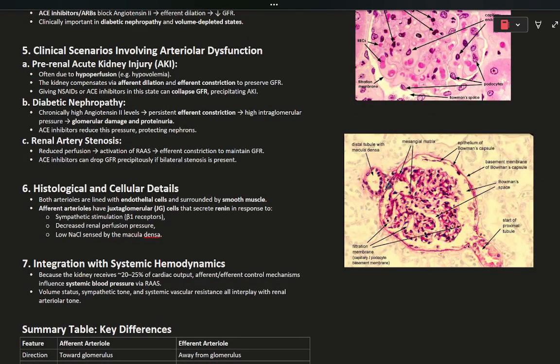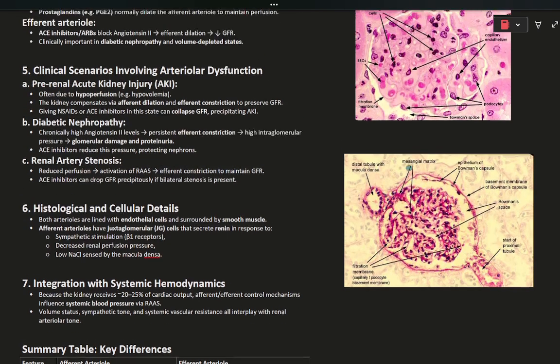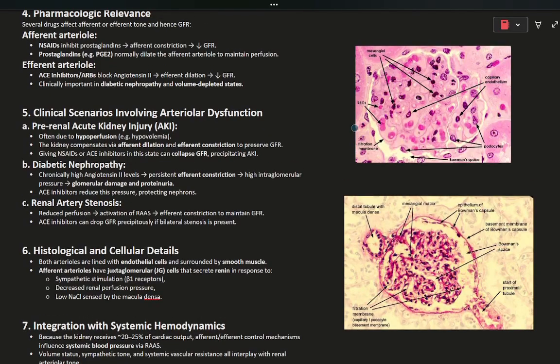And here is another view of the glomerulus. Looks like the filtration membrane here is more conspicuous, so that's good. You can also see the distal tubule with the macula densa present. And then this must be the start of the proximal tubule. And of course, this would be the basement membrane and the epithelium of Bowman's capsule. So yeah, that's the histology behind the glomerulus.